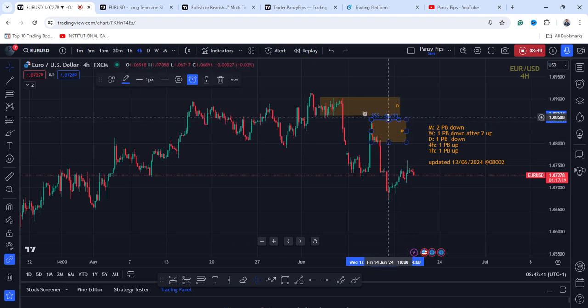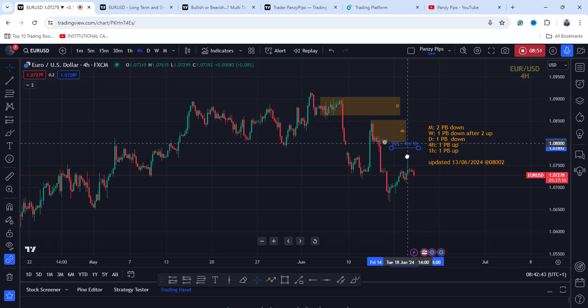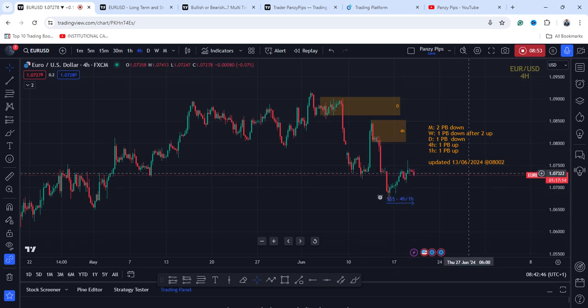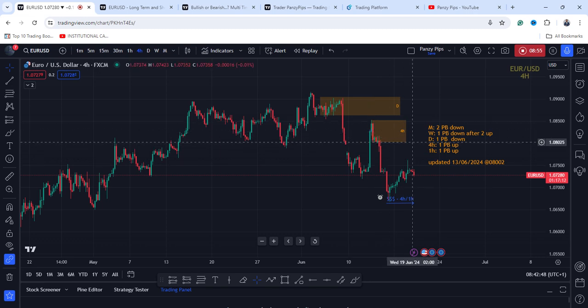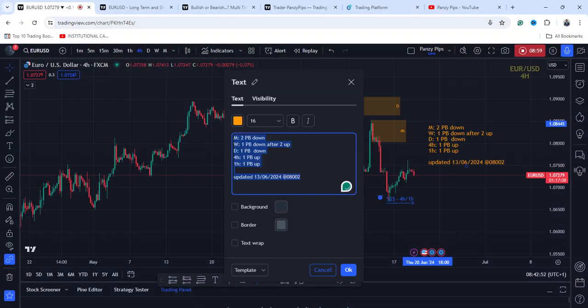The expected 4 hour bullishness is over. We expect prices to come into this zone, and then we see lower prices. Okay, so on the 4 hour, we say we are 2 PB down.